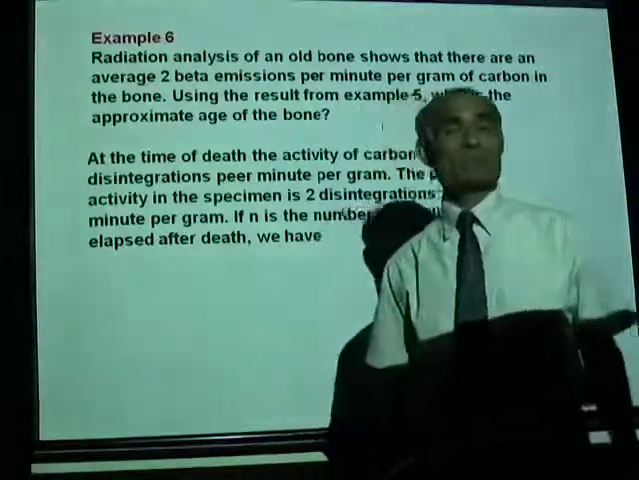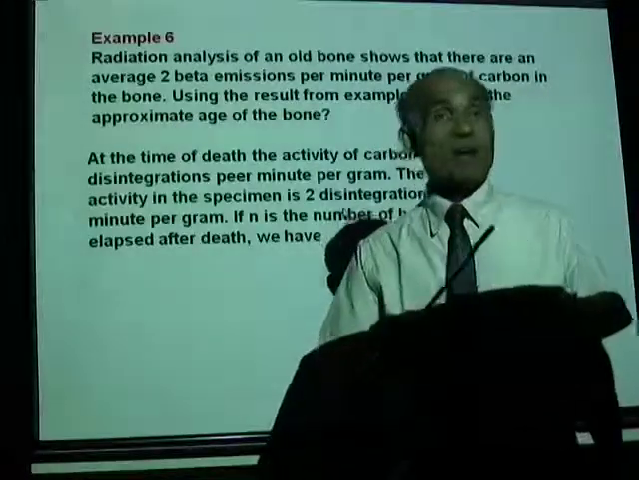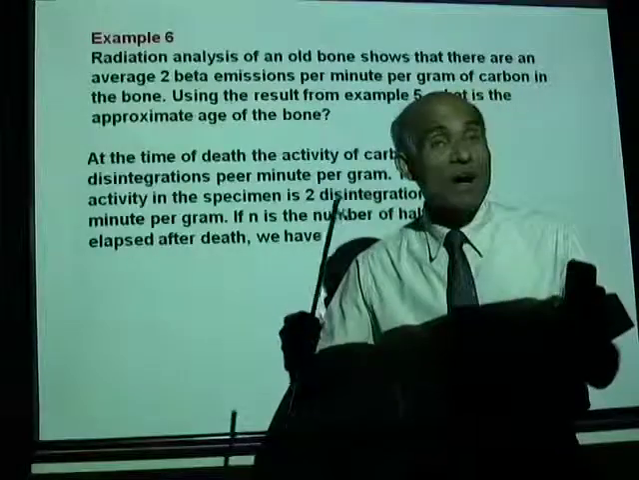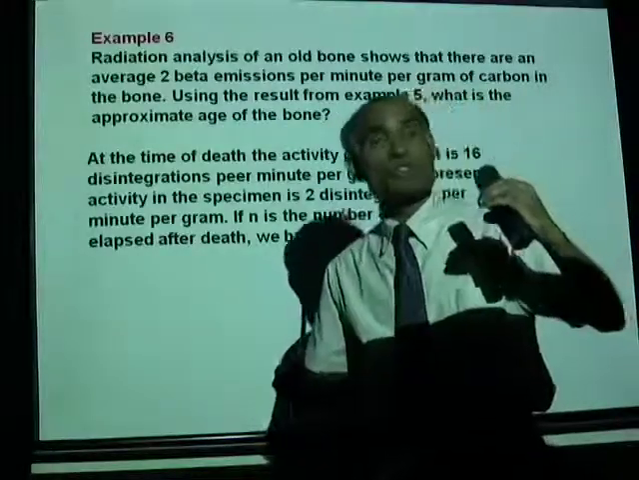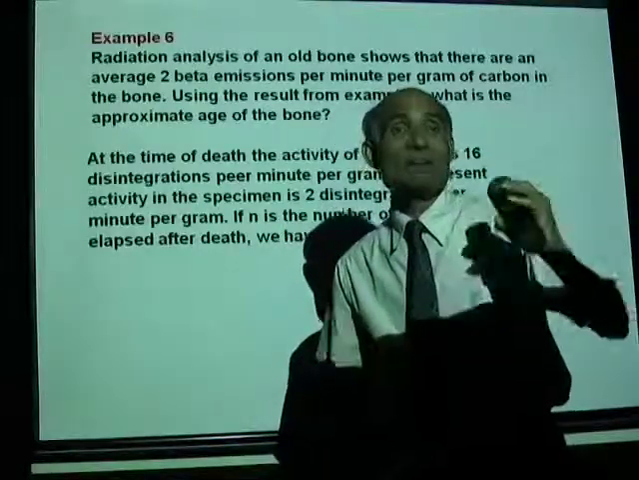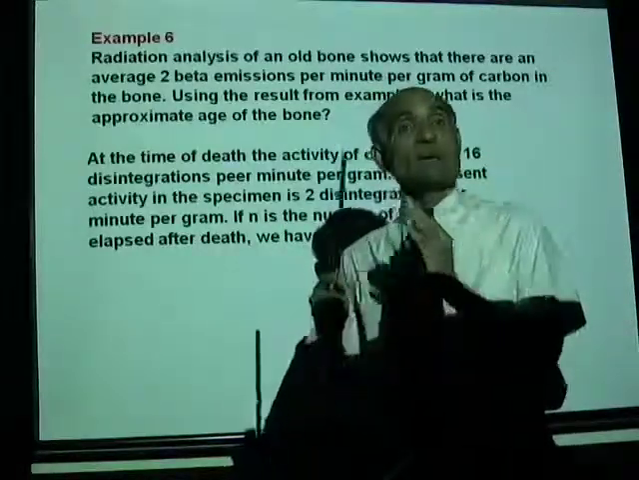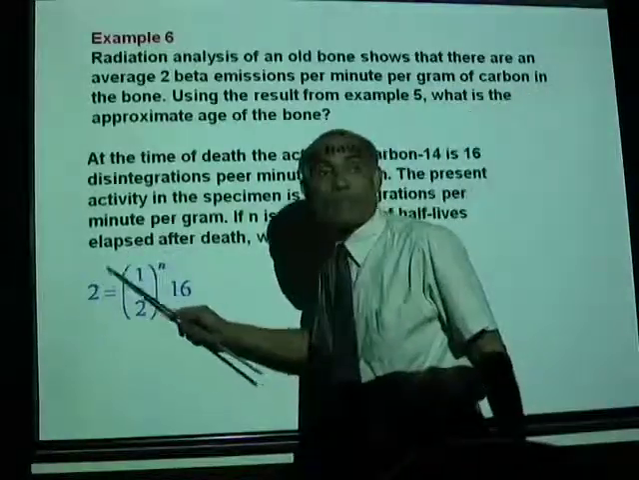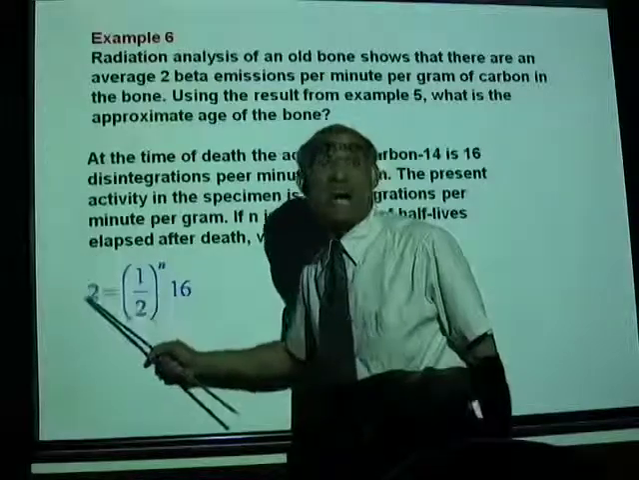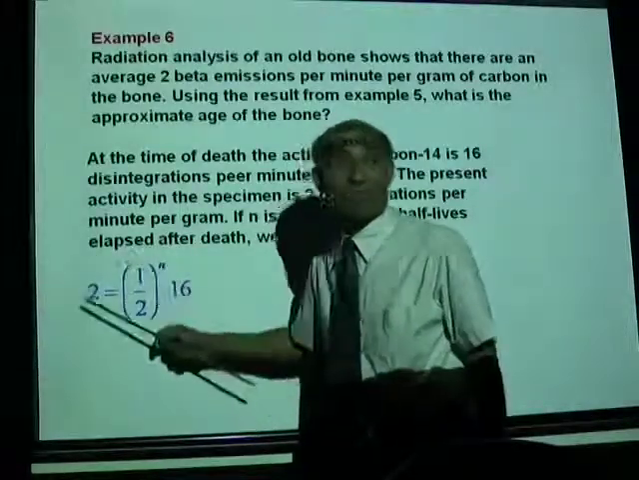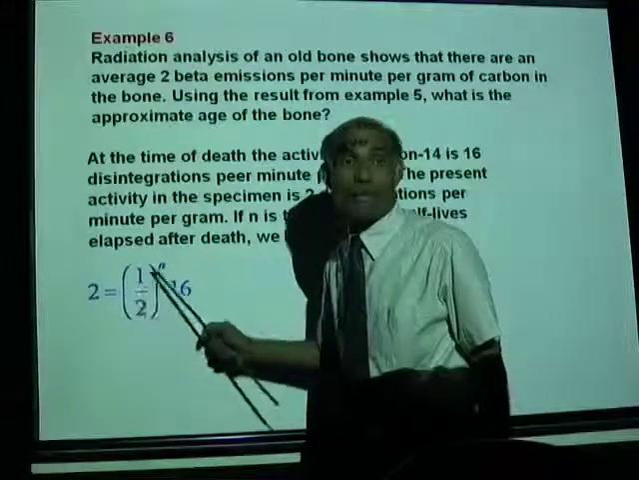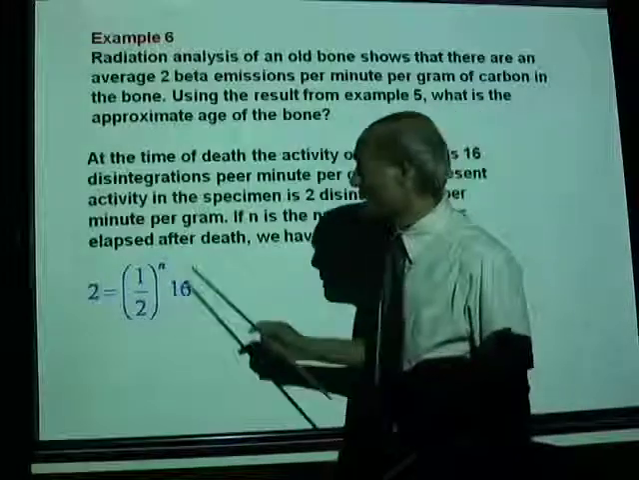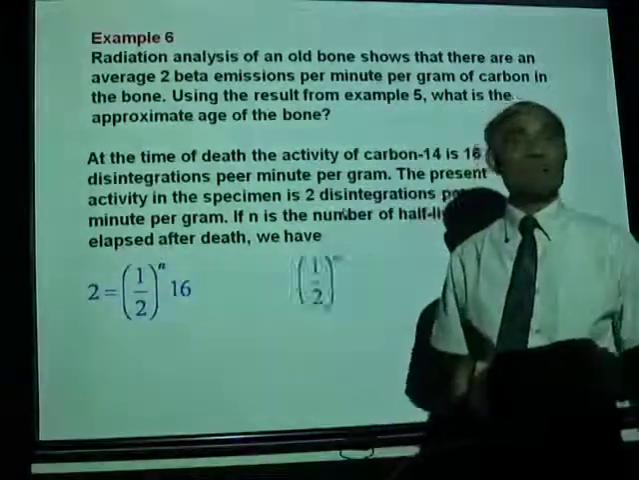What is a relation? We have R_n equal to 1/2 to the power of n times R_0. The rate of disintegration after n half-lives is 1/2 to the power of n times the original rate of disintegration. The rate of disintegration now, that means after n half-lives, is given to be 2, equal to 1/2 to the power of n times the original rate of disintegration, which is 16. And you can calculate n from there.